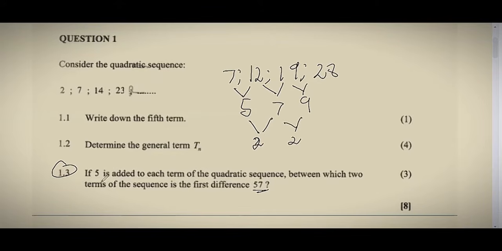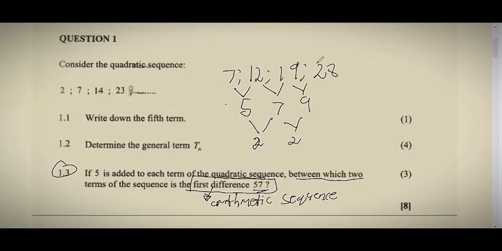Now, what are they saying? If 5 is added to each term of the quadratic sequence, between which two terms of the sequence is the first difference? Is the what? The first difference. Now, remember, we mentioned that every time we see the words first difference, we know that this relates to the arithmetic sequence. So you can see that that trend is always there, right? At this point, if you've been watching my videos and you heard me explain, now you know that that's a question you should expect. They will say something on the first difference, which you have to relate to the arithmetic sequence.